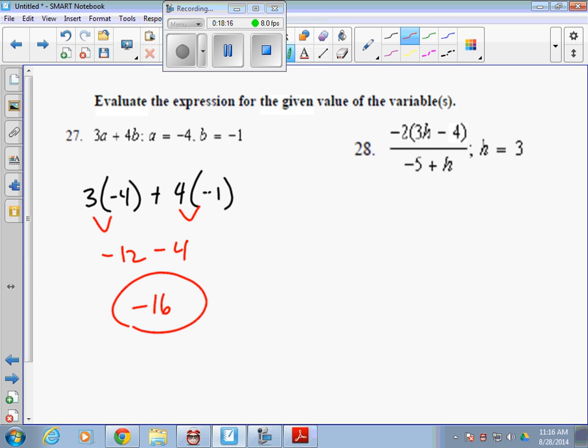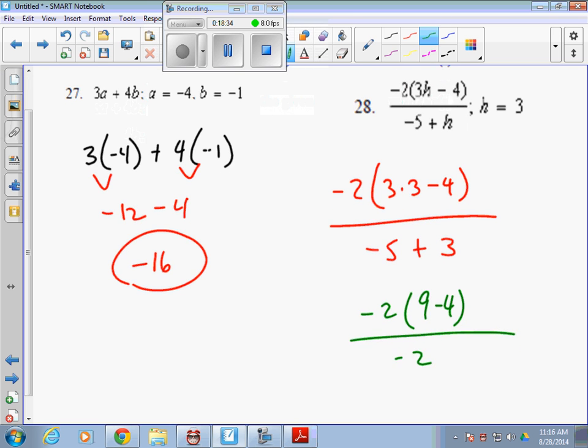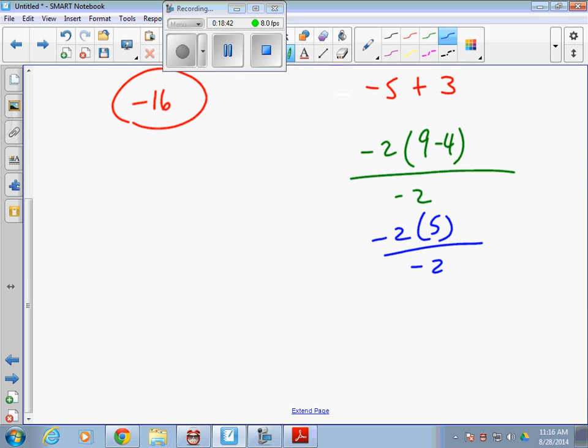Negative 2 times 3h minus 4 over negative 5 plus h when h is 3. Negative 2 times 3 times 3 minus 4 over negative 5 plus 3. Do what's in parentheses first. 3 times 3 is 9 minus 4. All that's multiplying by negative 2 over negative 5 plus 3 is negative 2. Do what's in parentheses again. 9 minus 4 is 5 times negative 2 over negative 2. You can cancel that out at that step if you'd like. Or you could say that negative 2 times 5 is negative 10 over negative 2, which simplifies back to 5.